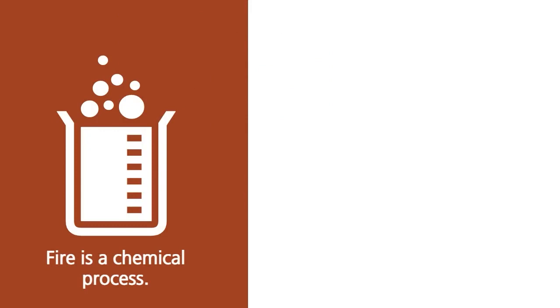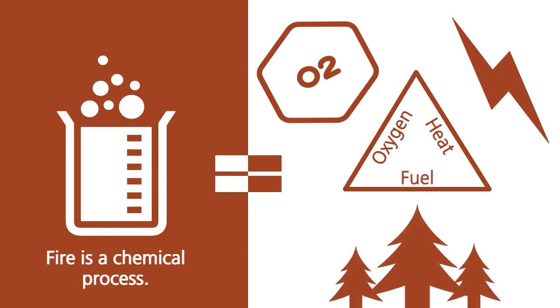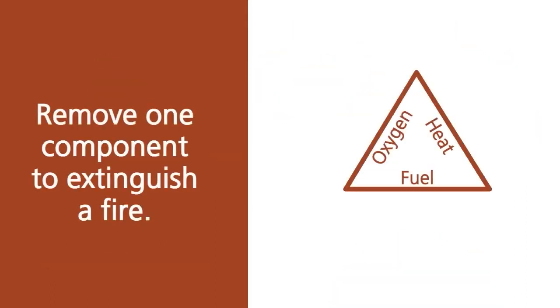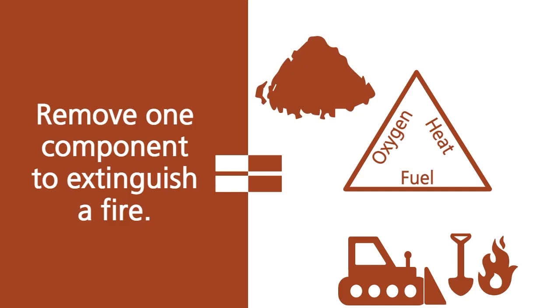What is fire? Fire is a chemical process that requires 3 things: oxygen, heat, and fuel. In order to extinguish a fire, we need to remove at least one of these 3 components. We do this by clearing a line to mineral soil or unburnable fuel using heavy equipment or hand tools. Fuel can also be removed by burning the fuels ahead of the advancing fire or using chemical retardants. We can smother the flames with dirt or cool the heat through the use of water.